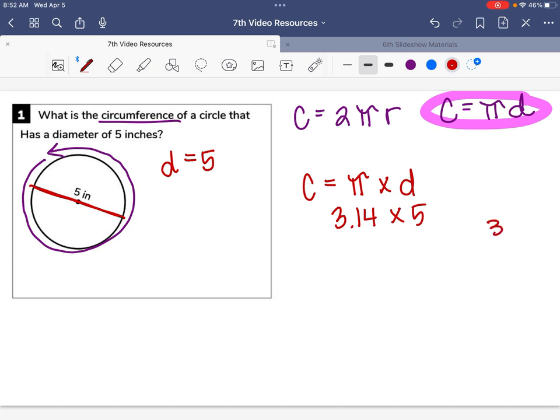So I'm going to come over here and do some calculations. 5 times 4 gives me 20. 5 times 1 plus the extra 2 is 7. And then 5 times 3 is 15. Because there are two numbers behind the decimal in my problem, there will be two numbers behind the decimal in my solution. So my circumference is 15.7 inches.